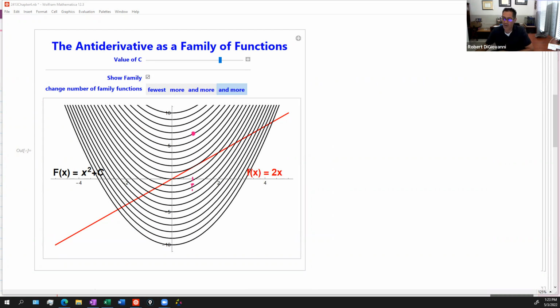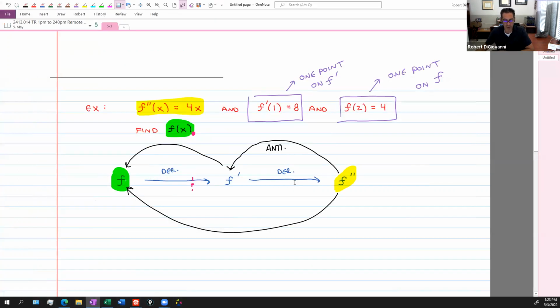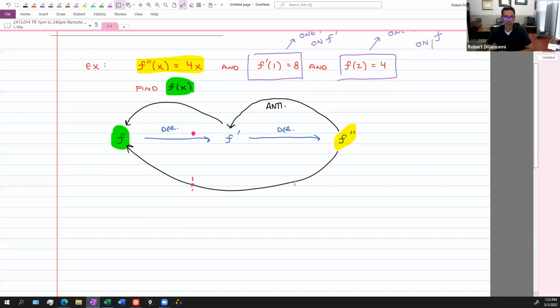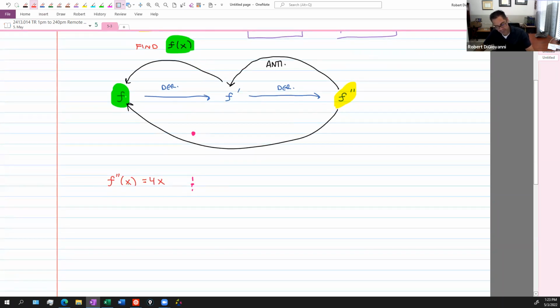Let's see it play out and then I can answer questions. So you ready? Let's try this. So I'm going to start out again. Here's the second derivative. Second derivative of the function is 4x. Okay. Well, what is the first derivative of this then? Well, we're going to go backwards, right? So the first derivative, to get from here to here, I'm going to do an antiderivative.